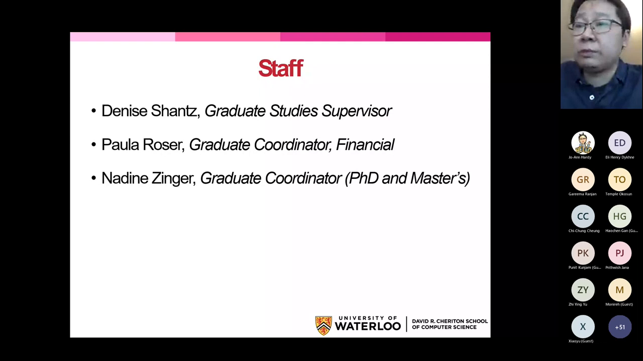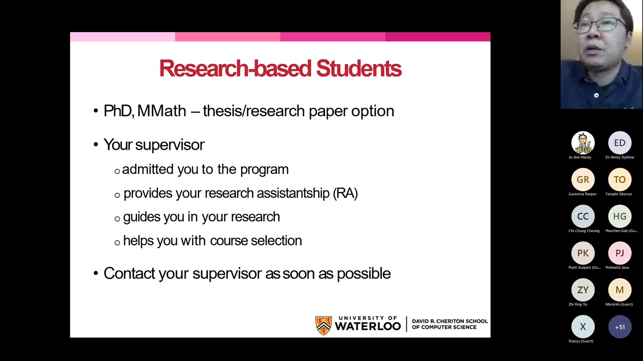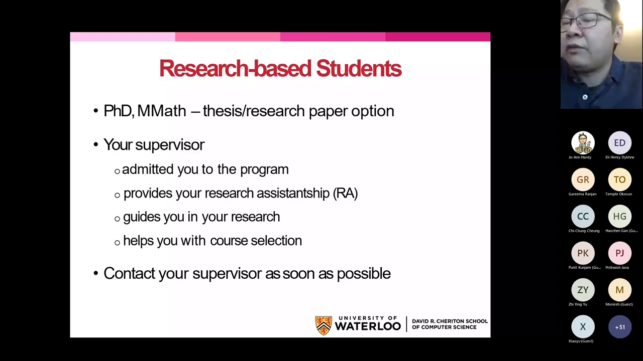Okay, so let's talk a little bit about the different types of programs we have. And so in the School of Computer Science, our graduate program is broadly broken up into two types. The first are those that are research-based. So these are our PhD students, PhD thesis students, as well as our MMath thesis or research paper option students. Now, I suspect all of you in the research program are either PhD thesis or MMath thesis, since we don't accept students directly into our research paper option. Generally, the research paper option is something that you can switch into in some specific cases.